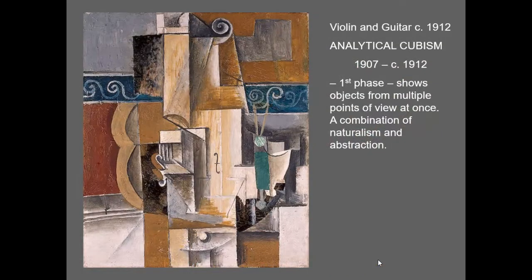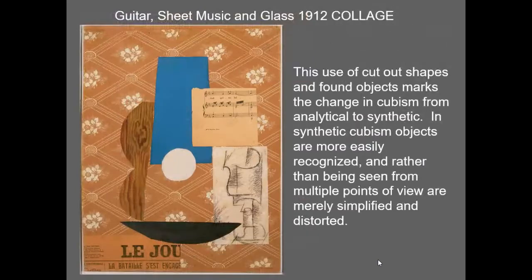This is an example that fits right between analytical and synthetic cubism. The first phase of cubism is called analytical: multiple points of view rendered on the same surface. So you're seeing the top, the side, the bottom all simultaneously of the still life, violin and guitar. This brings us to synthetic cubism.